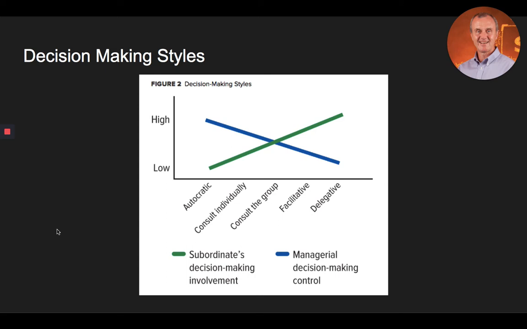The research of Victor Vroom and his colleagues has identified at least 5 major styles of decision-making. We explore each of these 5 decision-making styles, which are depicted in Figure 2, which you can see on your screen. These 5 decision-making styles are autocratic, consult individually, consult the group, facilitative, and finally, the delegative decision-making style.